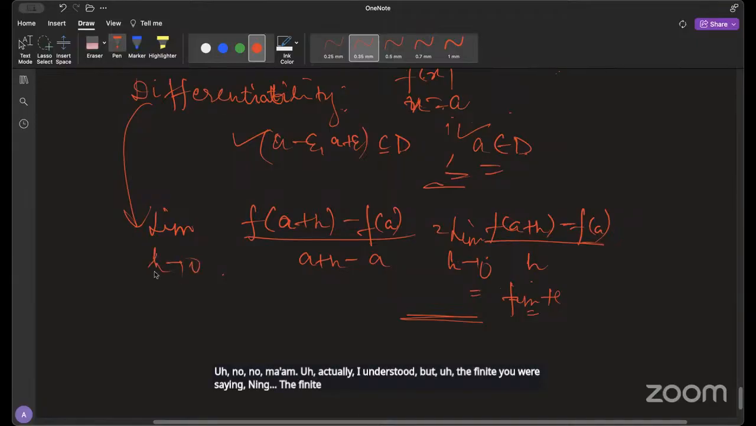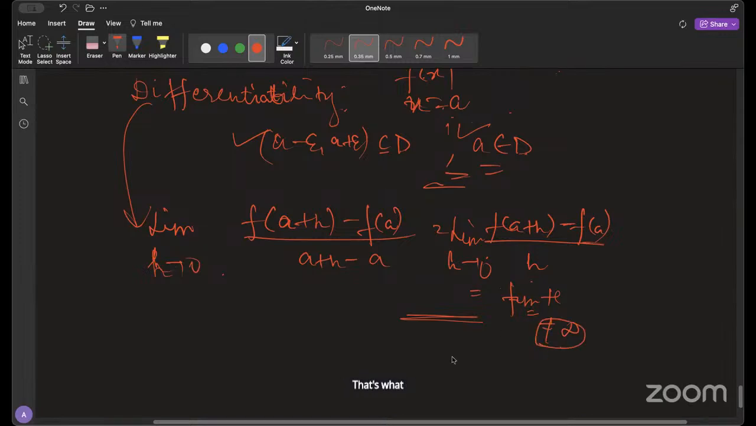Finite differentiable means not equal to infinity. That's what it means. So any finite number, it could be a rational number. All you want is a real number here. I hope you know that infinity is not a real number.